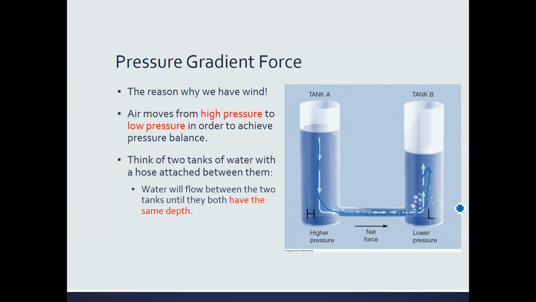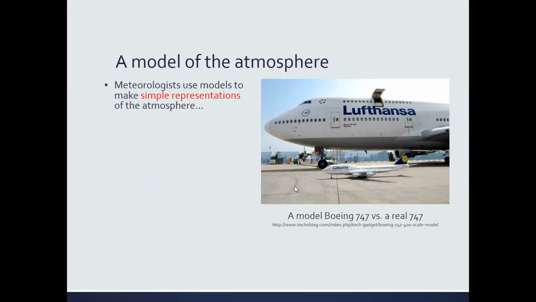And so the pressure gradient force moves wind from high pressure to low pressure. And this is all caused by imbalance. So air moves from high pressure to low pressure in order to achieve pressure balance. High pressure to low pressure. And this is going to become important in a few minutes.